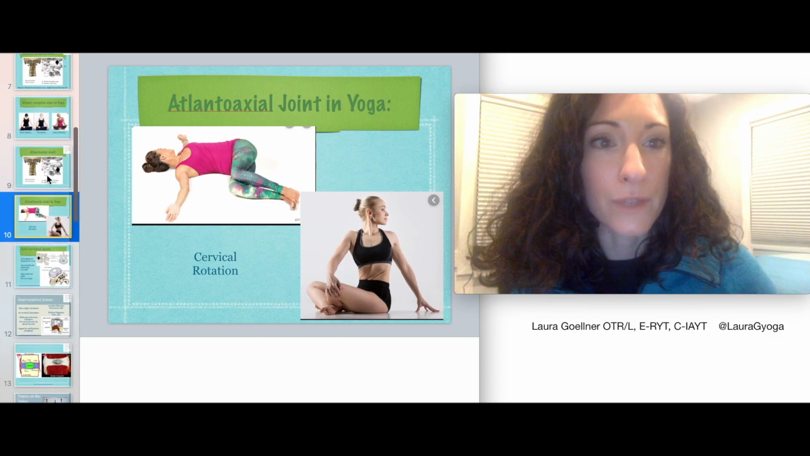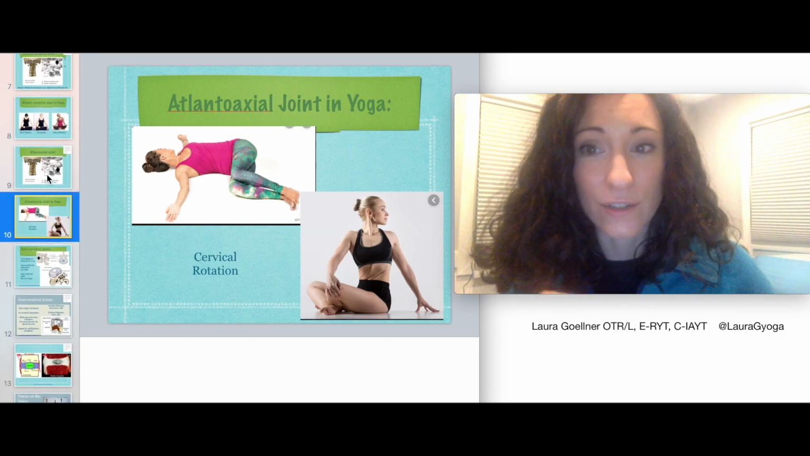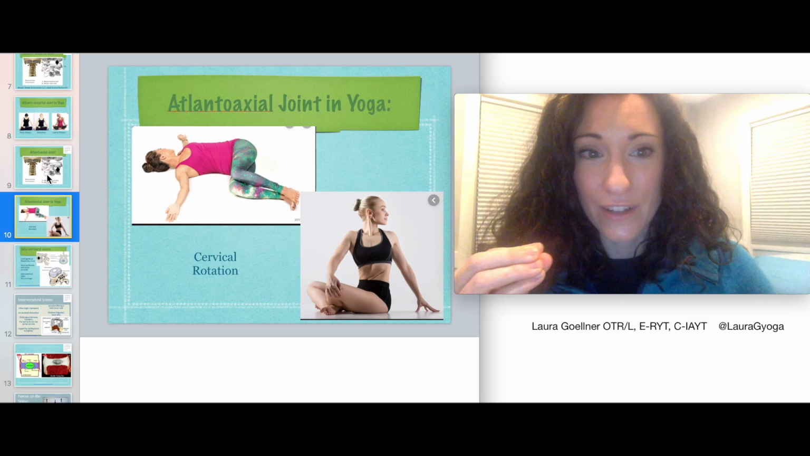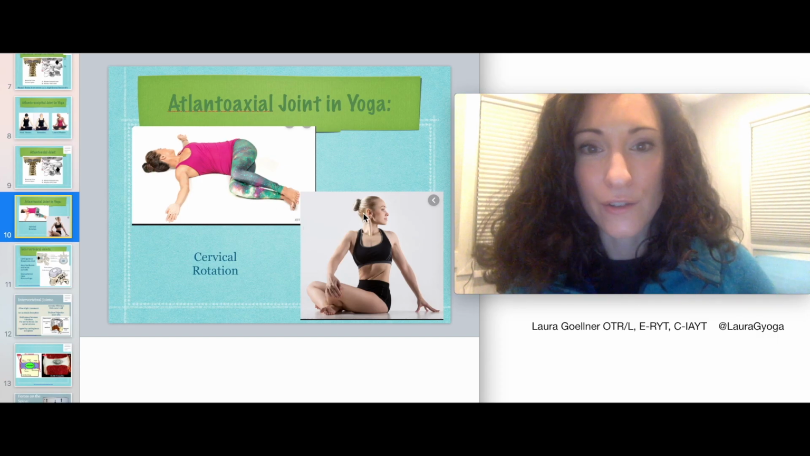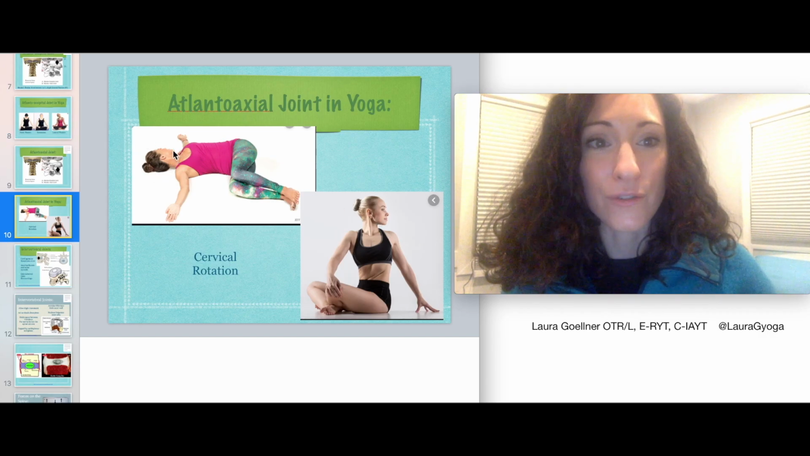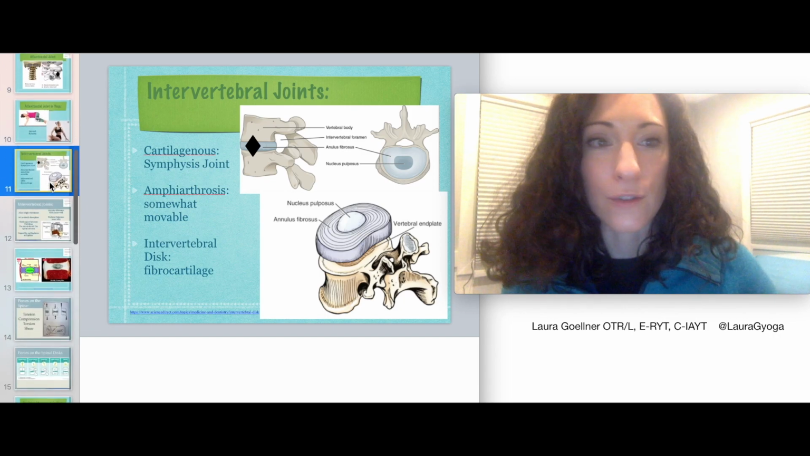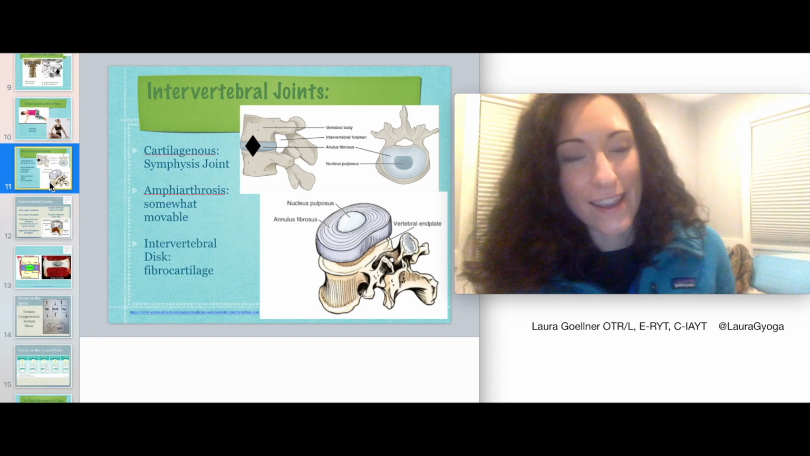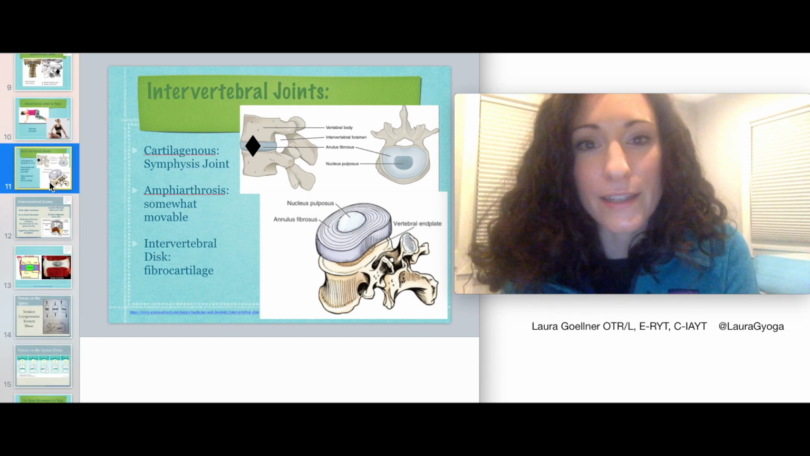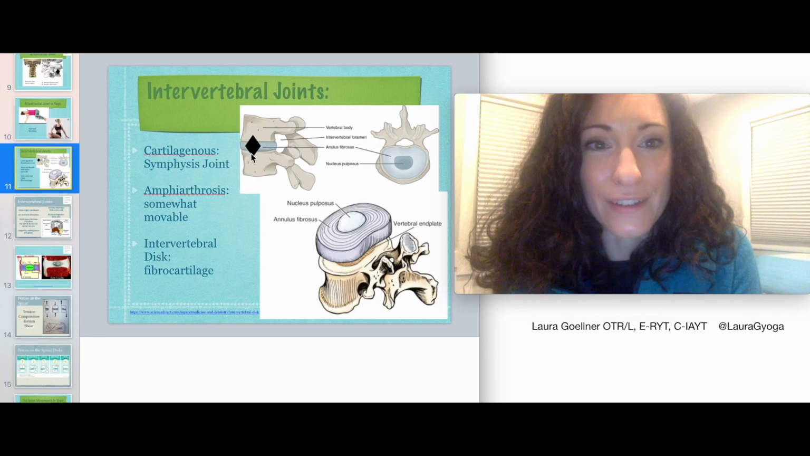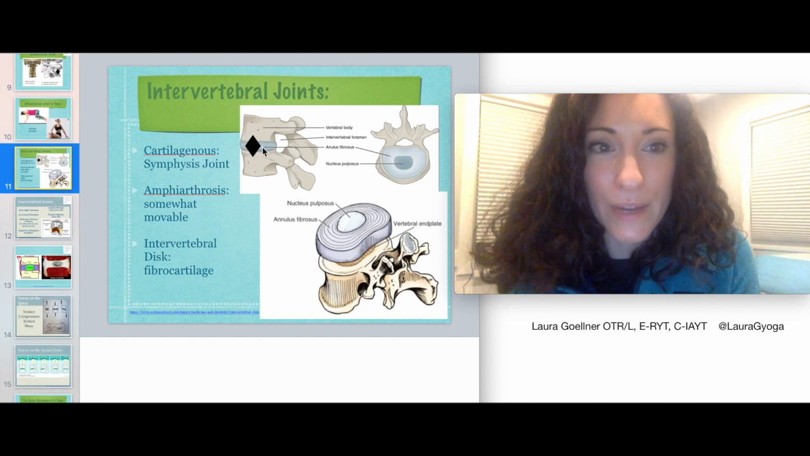So there are our movements for the atlanto-axial joint, the atlas and the axis sitting on top of each other, getting that really good cervical rotation. So cervical rotation in a seated twist, cervical rotation in a supine twist. Now a joint that gets a lot of attention in yoga, the intervertebral joints. And this is where we have those famous discs that we hear so much about. There's our little diamond. So we're showing the body of one vertebra and the body of another vertebra. There's this big articular disc in between there.